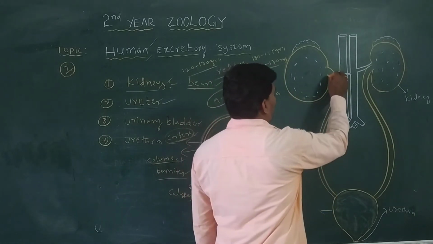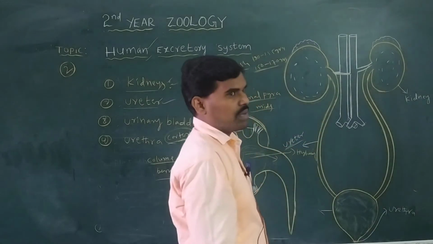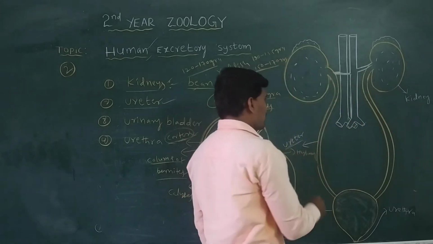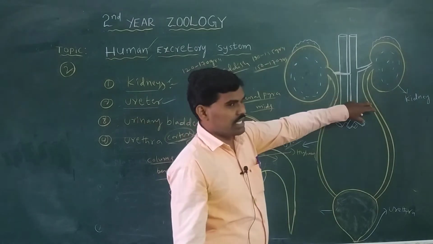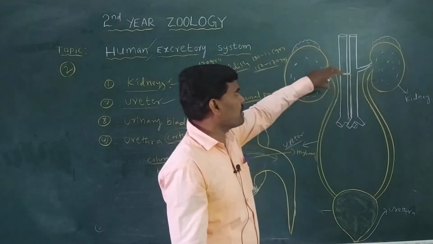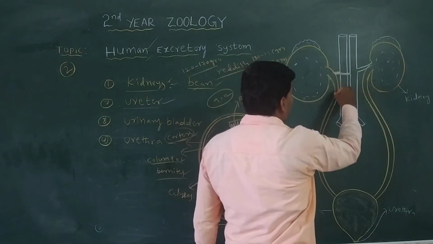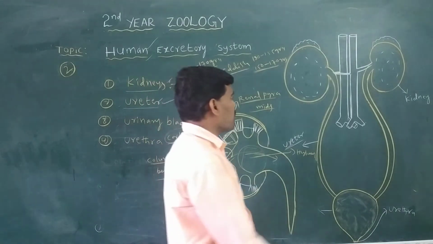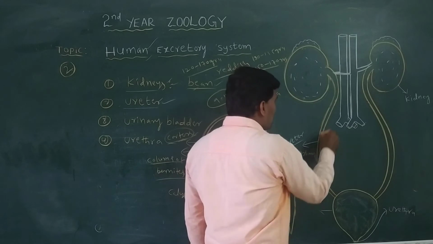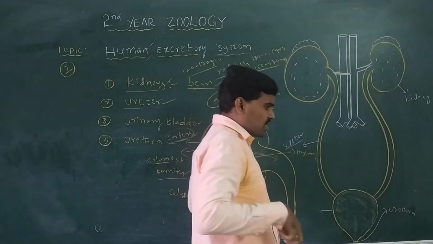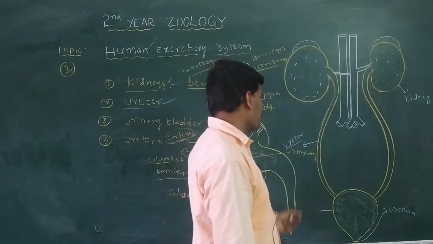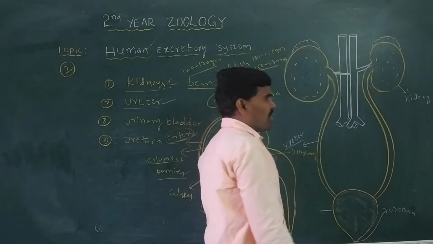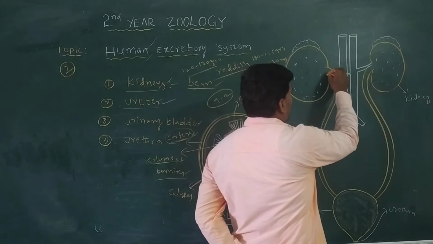The ureters are one pair of long, tube-like structures, present on the left and right sides, originating from the kidneys. They run backwards up to the urinary bladder and open into it. The walls of the ureters are made of smooth muscles.